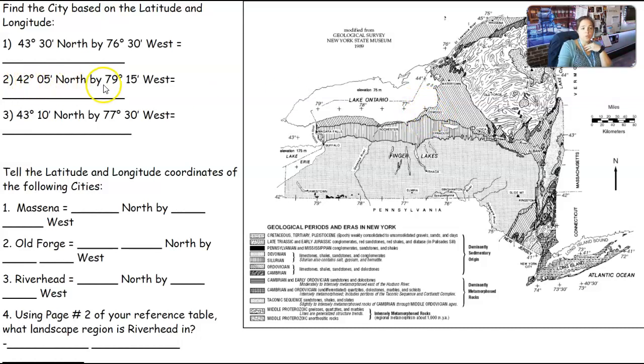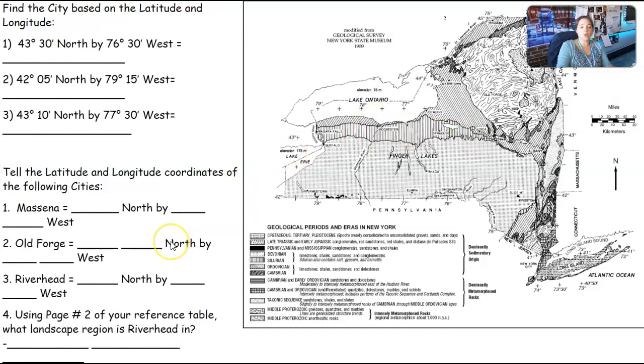Let's look, 42 and 79. So 79's here. I'm going to go on this side. Here's my 42 by 10. So it's a little up by 79 and 15. It's Jamestown right here. So 79 and 15, a little bit ahead. 42 and 10, that matches up to Jamestown. All right, 43 and 10, just a little above 43 by 77 and a half, or 77 30, I've got Rochester right there.